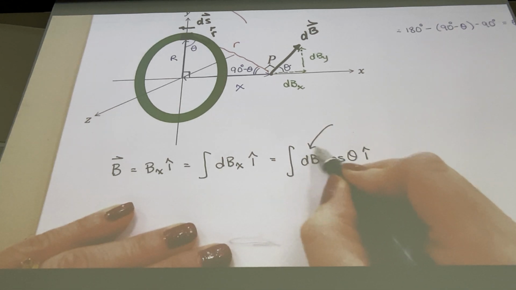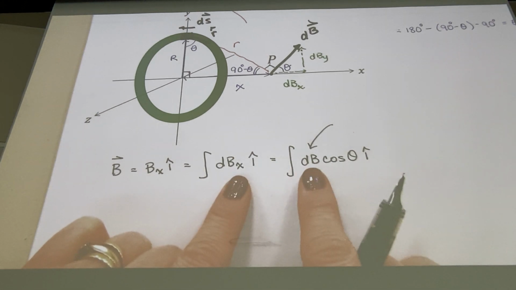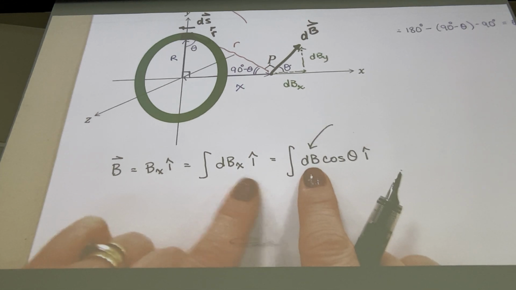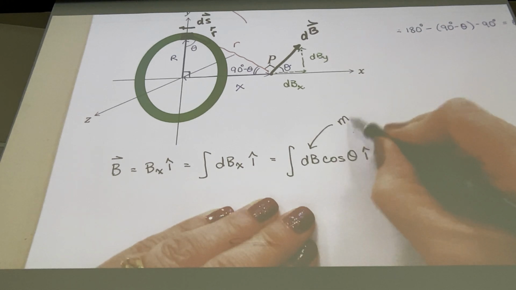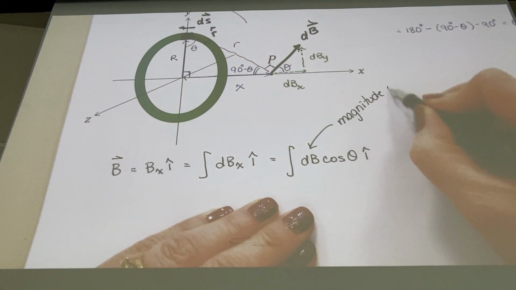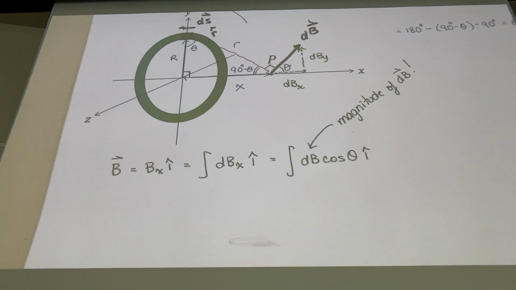This dB right here, you'll notice I am being very careful with my vector notation. This doesn't have an arrow on top. This is not a vector. This is the magnitude of the vector dB. So let's figure out what that's going to be equal to so we can put it in the equation.